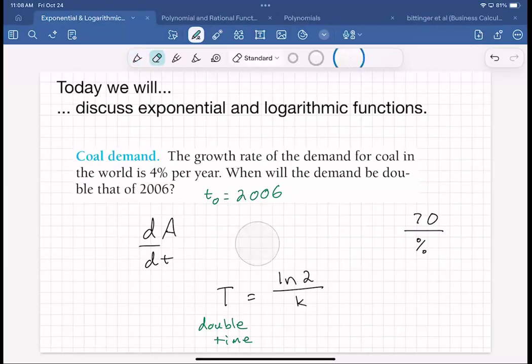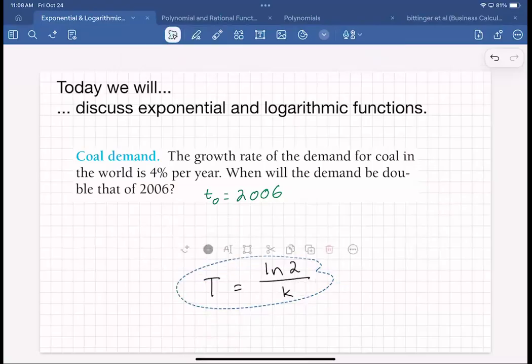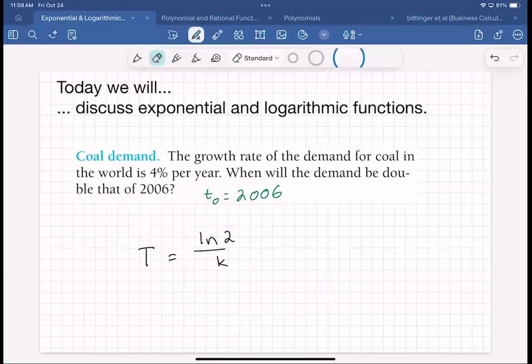So for this particular problem, we'll do the natural log of 2 divided by 0.04.